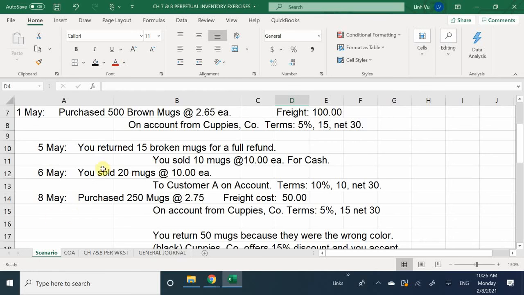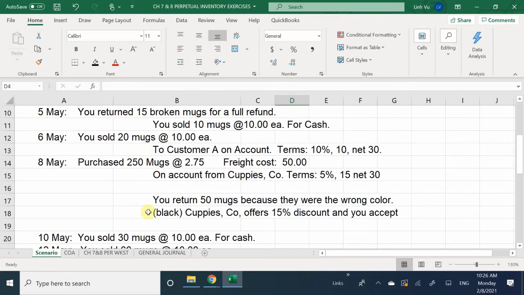All right. So what also happened on May 8th? You returned 50 mugs for the wrong color, and we were offered a 15% discount. We accepted it, right? Okay, so how are we going to deal with a discounted item? In this case, we attempt to return, but we don't actually return, because the vendor convinced us, saying, hey, brown mugs, black mugs, you could still sell them, right? They're still available. So how am I going to journalize this? Purchase returns and allowances.